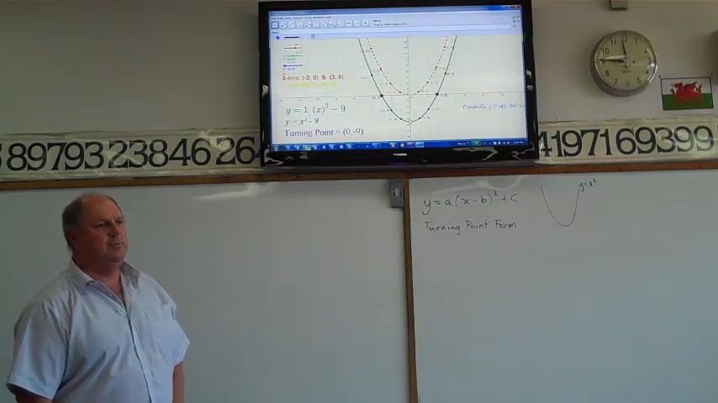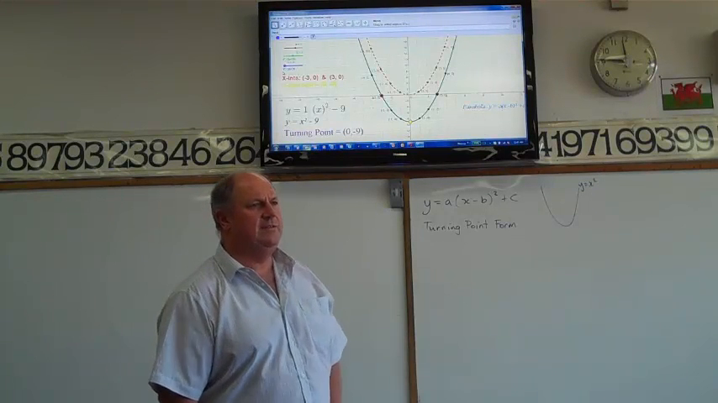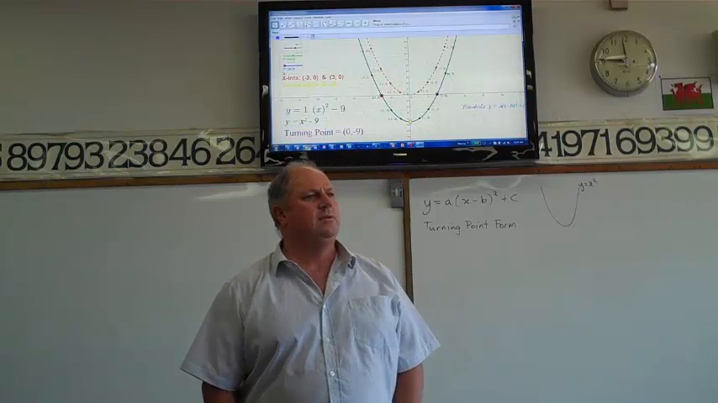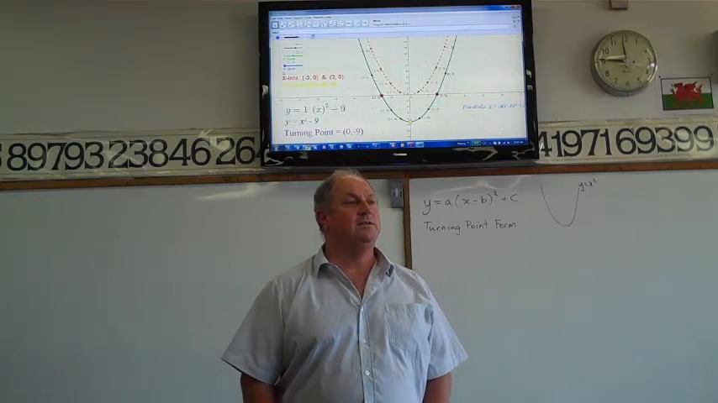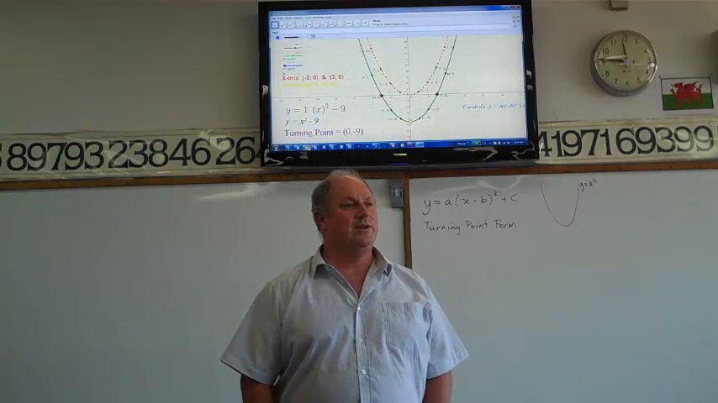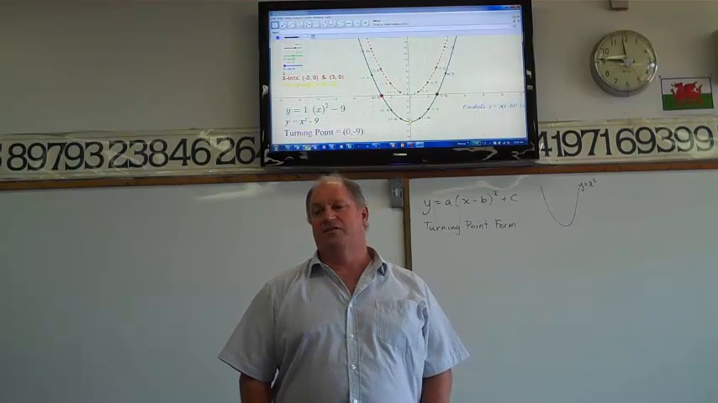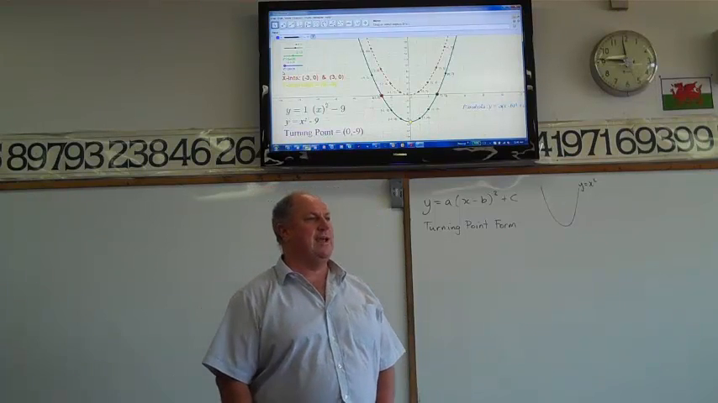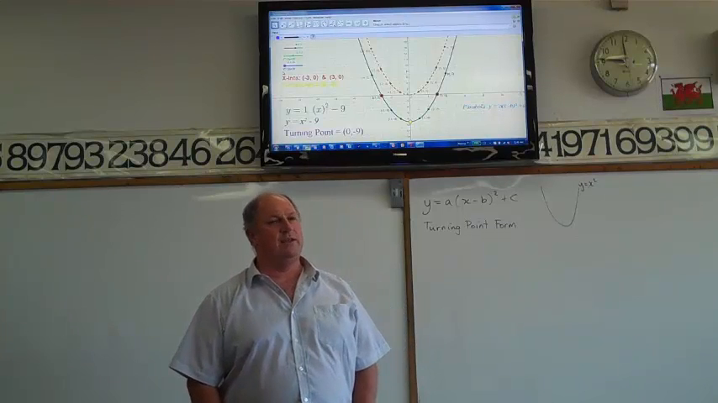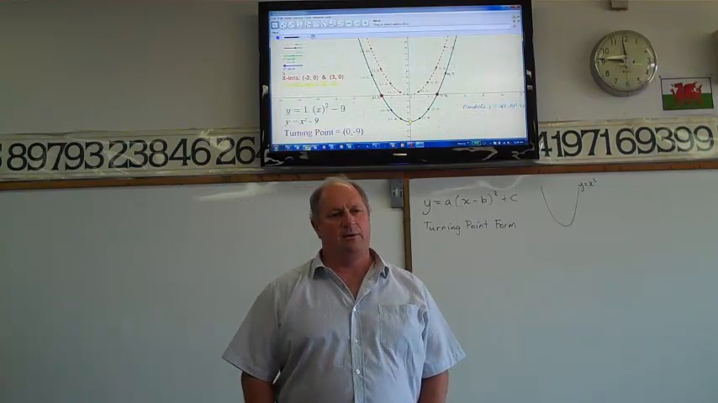So, what are we going to write in the box? What does negative C do? It translates the parabola. Yes? Translate which way? Down. So negative C will move the parabola down, or translate the graph in the negative direction. However you want to write it.